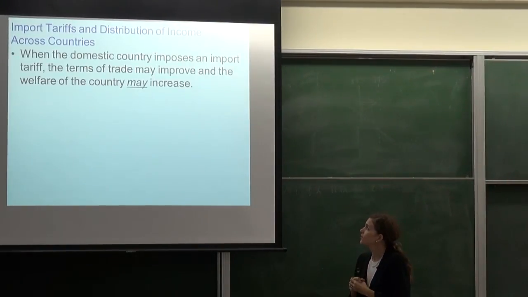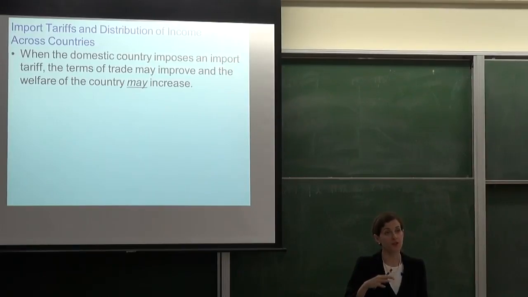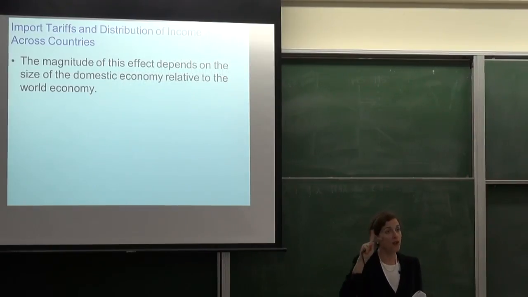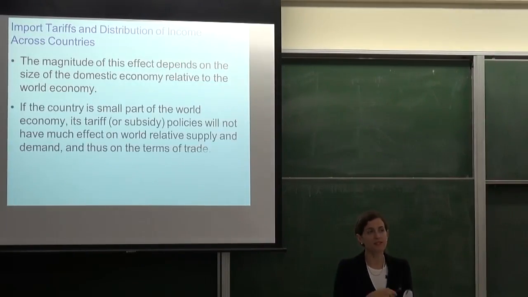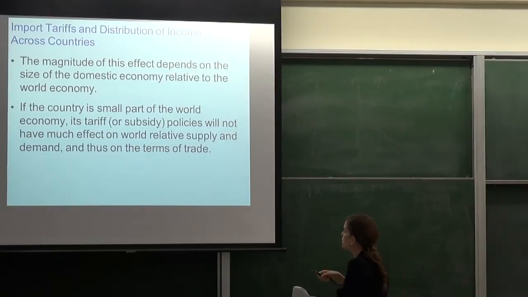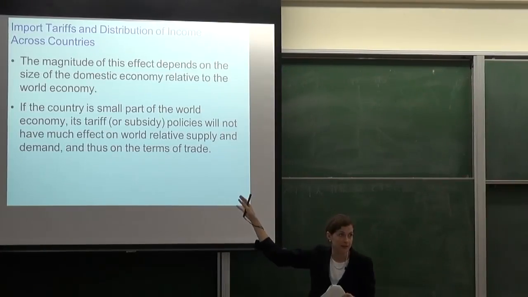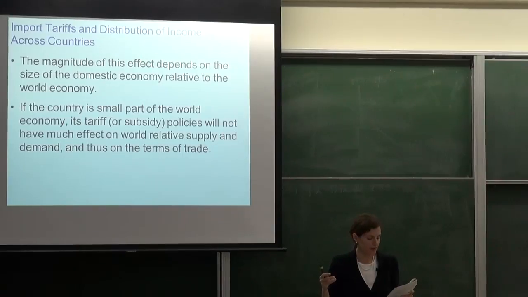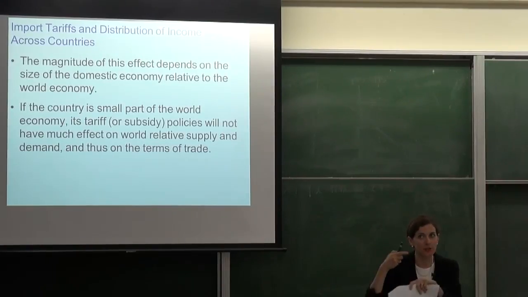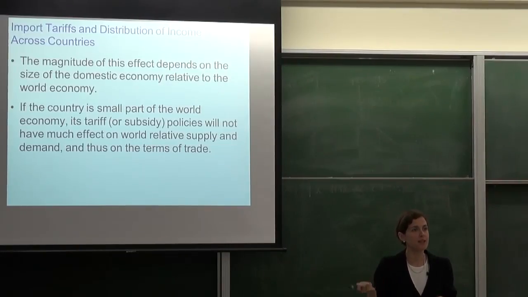And the answer has to be sort of a qualified yes. What this model does is it shows you that when a country imposes a tariff, the terms of trade may improve and the welfare of the country may increase. It might happen. There are a couple of qualifications, though. One is that whether that happens at all and the magnitude of this effect depends on the size of the economy. It has to be a very big economy to do this. So if the country is a small part of the world economy, then its tariff or conversely subsidy policies will not really have much effect on world supply and world relative demand or the terms of trade. And so this possibly welfare improving tariff really only exists for big countries.